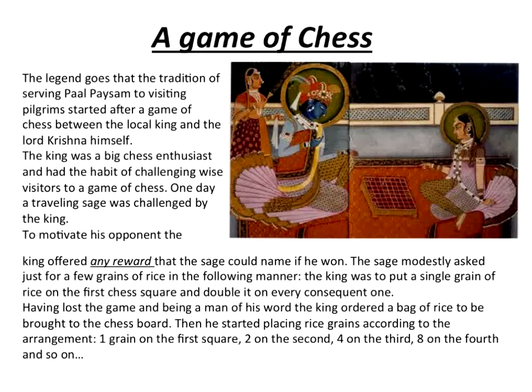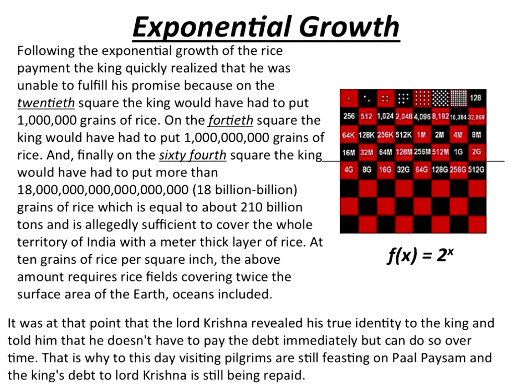To motivate his opponent, the king offered any reward that the sage could name if he won. So the sage modestly asked for a few grains of rice in the following manner. So this is only if he won, right? This is what he's asking for if he won. The king was to put a single grain of rice on the first chess square and double it for each remaining chess square. So on square number 1 would be 1 grain of rice. Square number 2 would be 2 grains of rice. Square number 3 would be 4 grains of rice, right? It would keep doubling, so on and so forth.